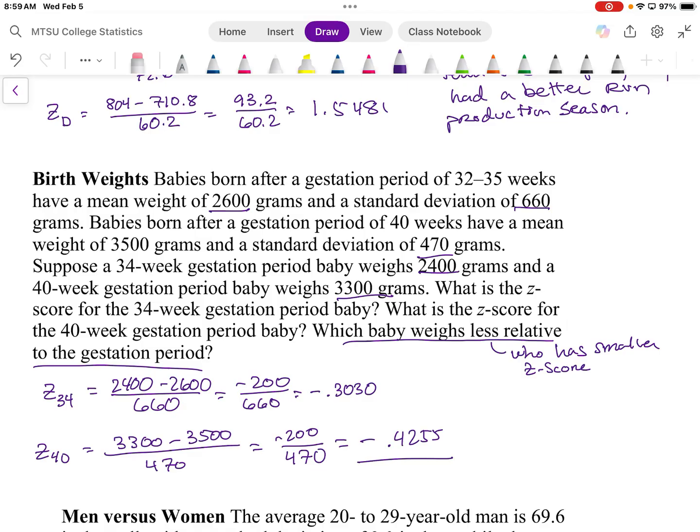And that's why I paused. I didn't want to go straight into it. Common thinking is, hey, it's a smaller number. Yeah, 0.3 and 0.4. But it's on the other side. When it's saying less, weighing less than, it means it's actually further away from the mean on the negative side. So in this case, the Z-score for the 40-week-old would actually be less, because it's a bigger negative.